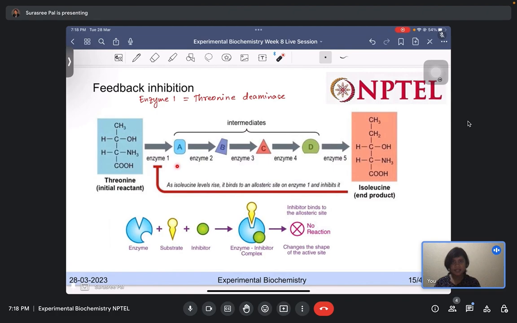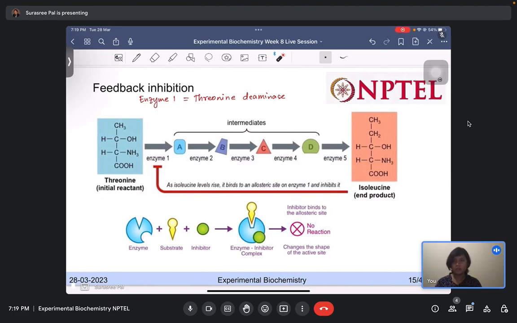And if the first enzyme is inhibited, then obviously the rest of the pathway will also not function, because the rest of the pathway will depend on this product A, which is the product produced by threonine deaminase, right? So threonine is first converted to A, then converted to B, then to C, then D, and then finally to isoleucine. I am not elaborating what these products A, B, C, D are, but you can always go and check in detail. So here the concept is that this final product of this pathway is an inhibitor of the first enzyme, right? So that is called feedback inhibition.